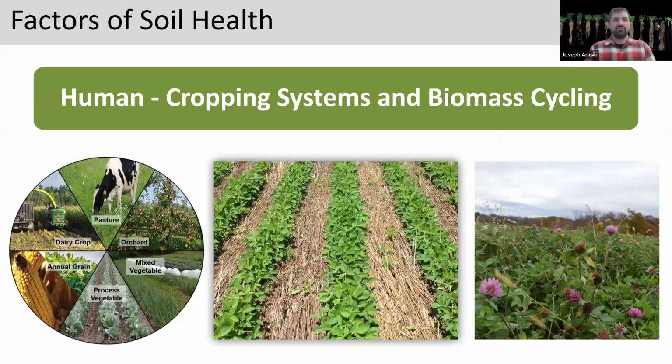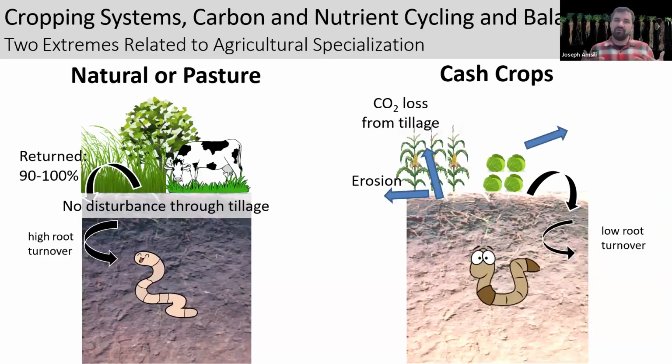So now on to factors of soil health, the effects of cropping system, and also management in terms of biomass cycling. So our work has found that cropping systems and management also play a huge role in shaping soil health outcomes. And we can use this example to show why that's so important. So we can think of two extremes related to agricultural specialization and how those two extremes have very different carbon and nutrient cycling imbalances within those systems.